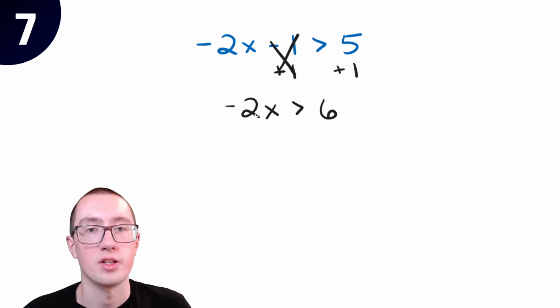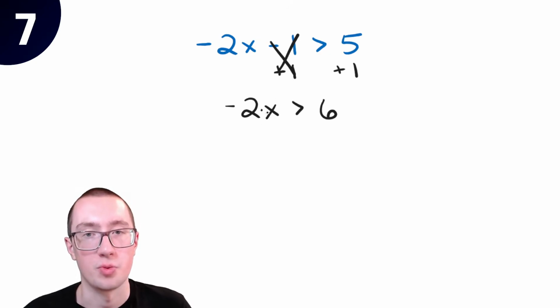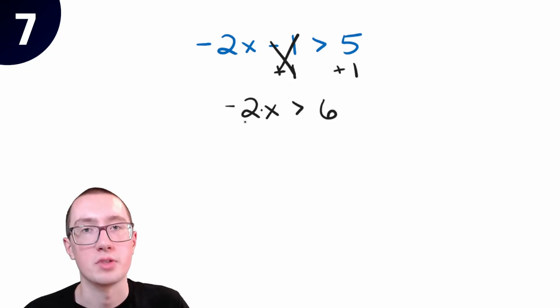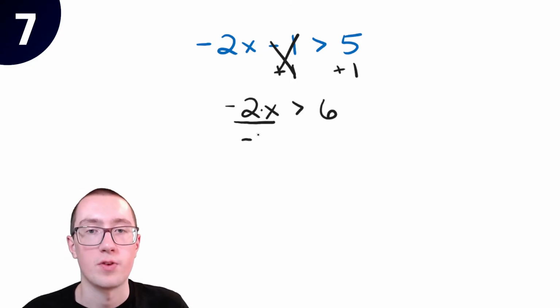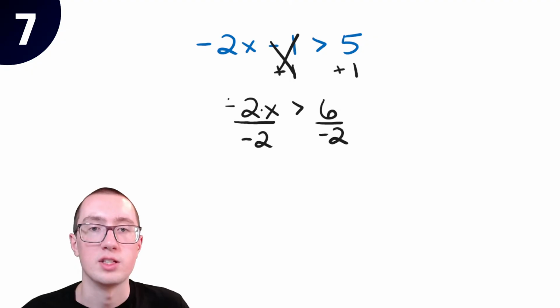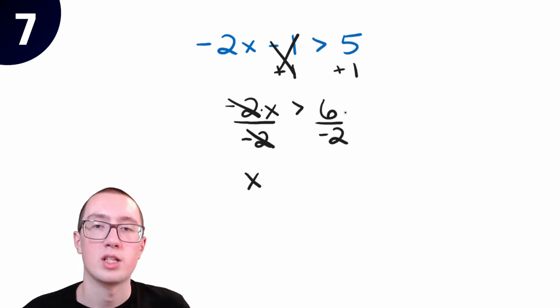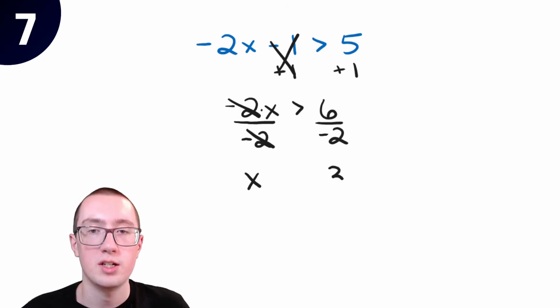And now we just need to get rid of this -2, which is being multiplied. So we have to do the opposite of multiplication, which is division, and divide both sides by -2. So these cancel out. On the left side, we just have x. And on the right side, we have 6 divided by 2, which is 3. And one minus sign, so the minus sign stays.